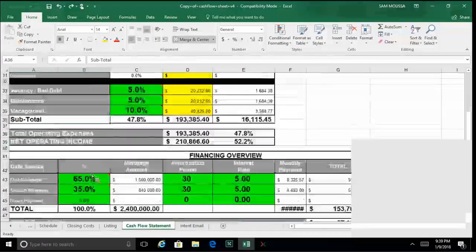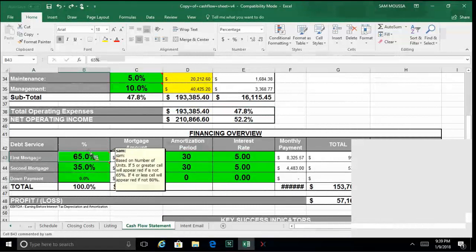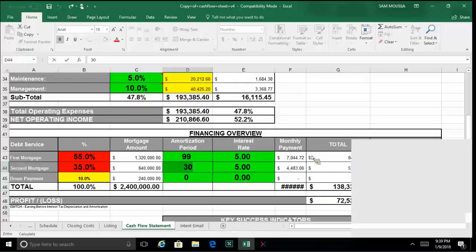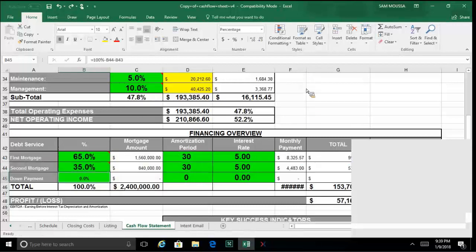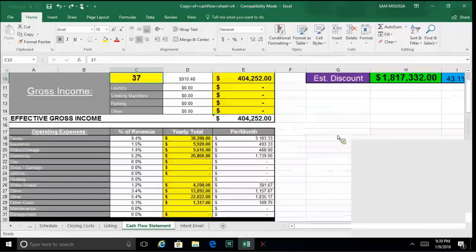Okay. Now we come down here. This is all the same. Mortgages, I've also allowed more flexibility here, so I could put 55. You know, I can change. Obviously, I think I let this go to 99. Yep, 99 years if you wanted to do that. Amortization period, that's going to affect things for sure. But there's more flexibility on changing those things up. On this one, we're going to see 65-35 because it's a 37-unit building.